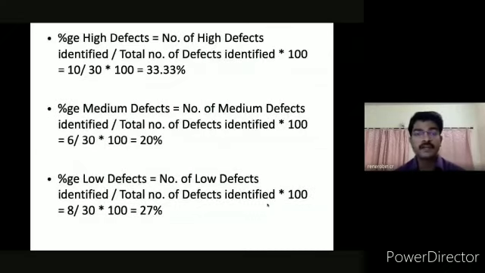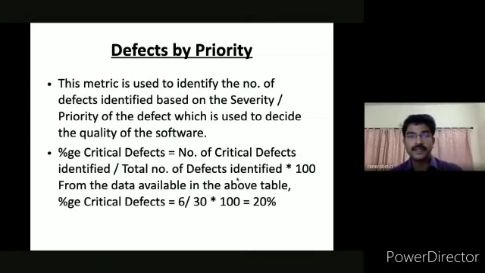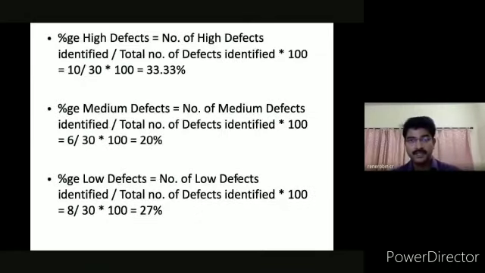Similarly, we can calculate the percentage of high defects. The same formula can be applied here. So we have the value 33.33%, the percentage of medium defects is 20%, and the percentage of low defects is 27%. Since the percentage of low defects is 27%, we can leave it. Other defects can be rectified. So the critical defects, high defects, and medium defects must be rectified.